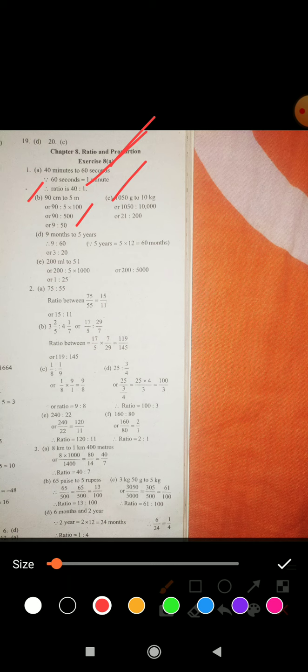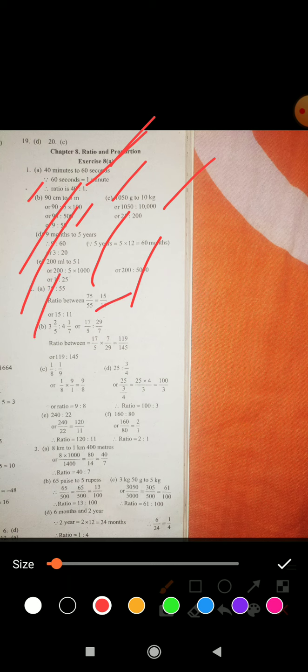C is 1050 gram to 10 kilogram. So 1050 to 10,000 gram. We cut the table of 5, so the ratio is 21 ratio 100. Like this, do all the ratios. Move on to question number 2: 75 ratio 55. The ratio between 75 upon 55, we shorten by cutting the number 5, so it is 15 upon 11, or we can write 15 ratio 11.